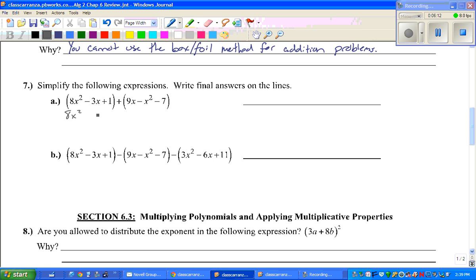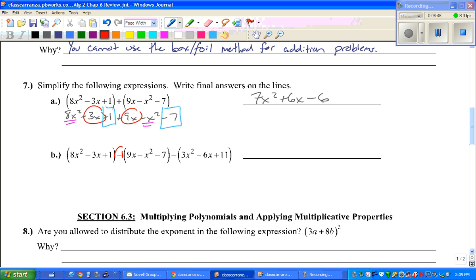What you do is rewrite these, because it's addition, you don't change anything. Now try to find your like terms, which gives you 7x squared. Negative 3x and 9 give you positive 6x. And then don't forget your 1 minus 7, which is minus 6.